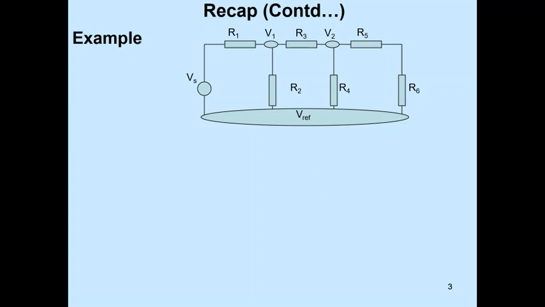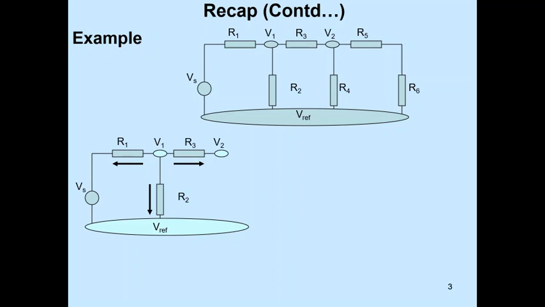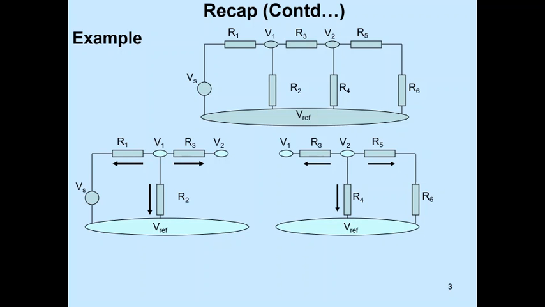For example, see here, this is a figure. The nodes are identified as V1, V2, V reference, and all the branches are R1, R3, R5, R4, R2 and R6. So there are three principal nodes, and two voltage equations we can write. This is one node and this is another node. At first, assume that all currents are leaving. So adding all these currents at the junction gives 0.